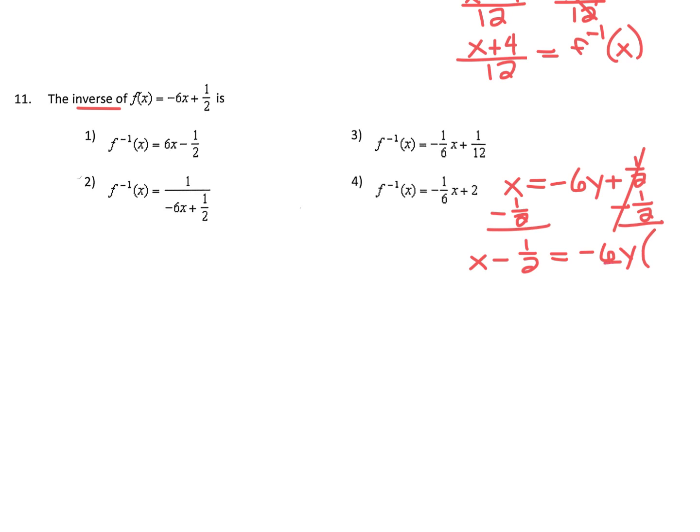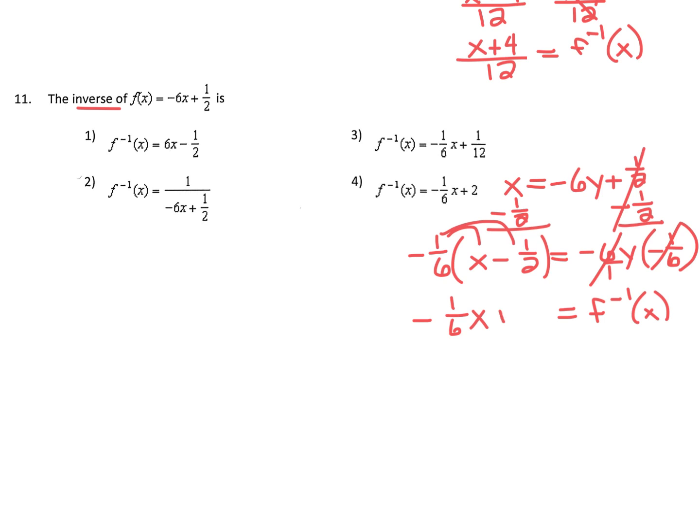So the reciprocal of negative 6 over 1 would be negative 1 over 6. So I'm going to multiply both sides by negative 1/6. And the reason I do that is because a negative 6 over 1 and a negative 1 over 6, anything times its reciprocal, cancels. So that's going to leave us with just y, which we could replace with f inverse of x. And then just distribute. You get negative 1/6 times x, which is negative 1/6x, and negative 1/6 times negative 1/2 would be positive 1 over 12. So that is choice 3.